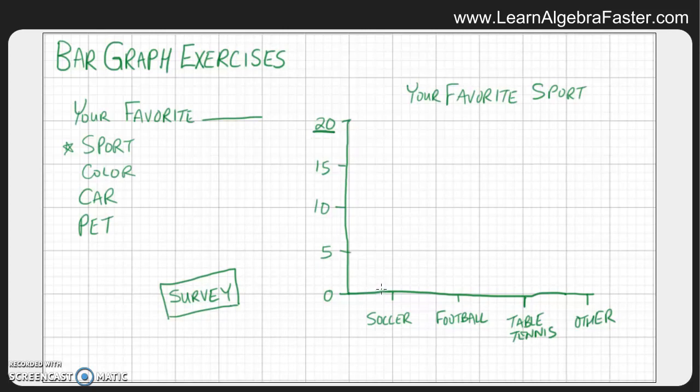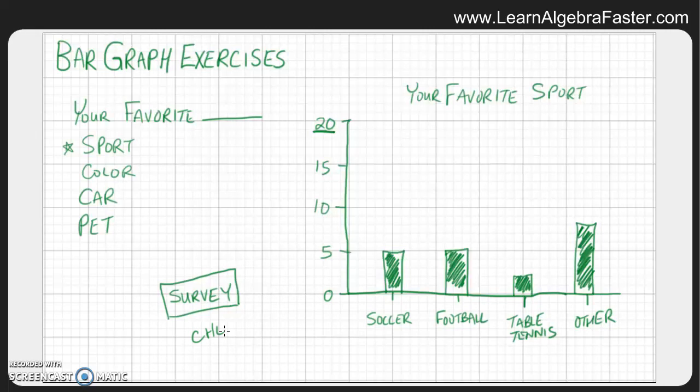So let's just say that out of the 20 people that we have in our group, 5 of them like soccer. Let's say 5 of them like football. Let's say 2 of them like table tennis. And let's say 8 of them like something else. So there you go. Everyone got a vote, and now here's a secret trick at the end.